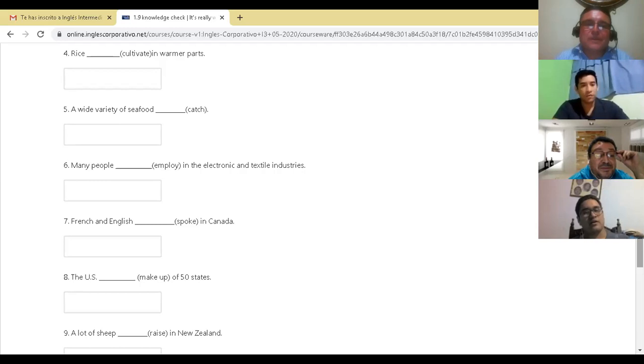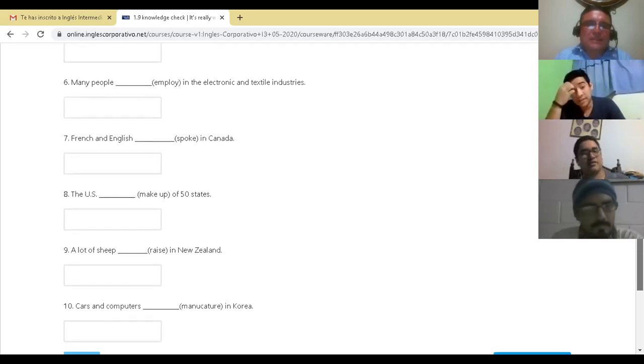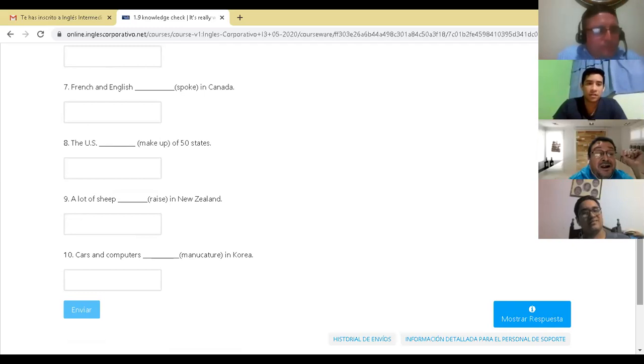Are spoken. Are spoken in Canada. Now, number eight, the U.S. is made up of 50 states. Number nine, a lot of sheep are raised. Exactly. Are raised.